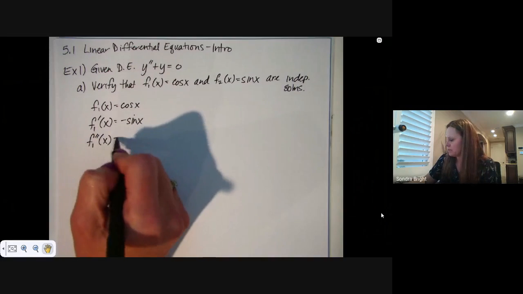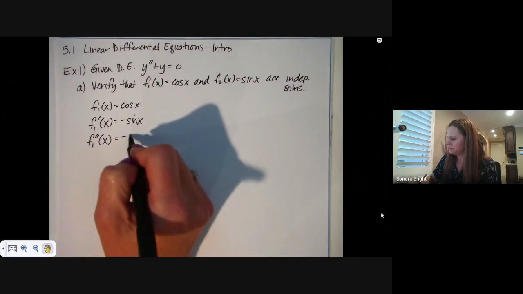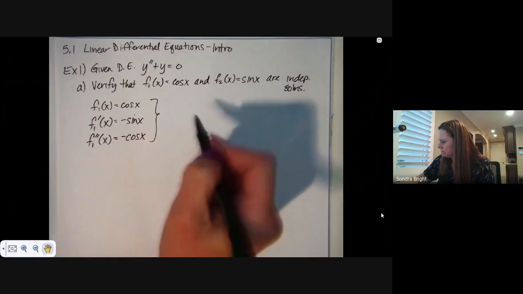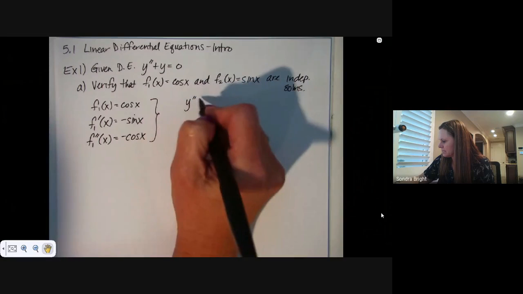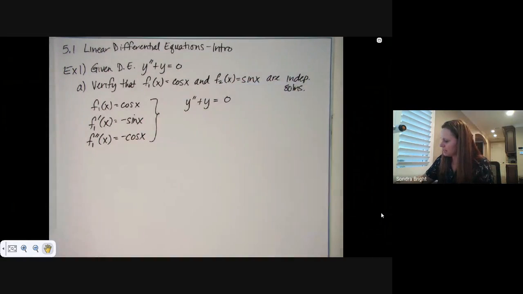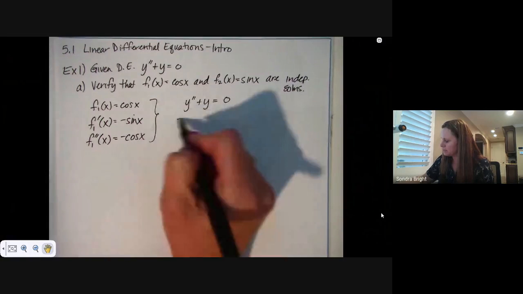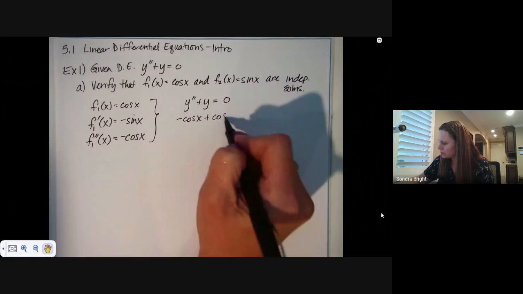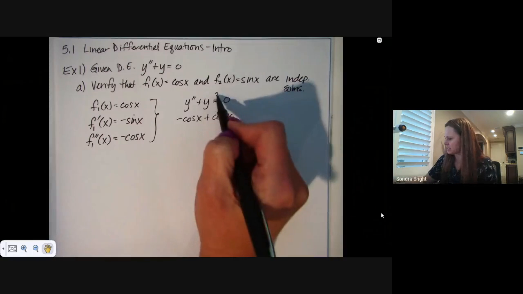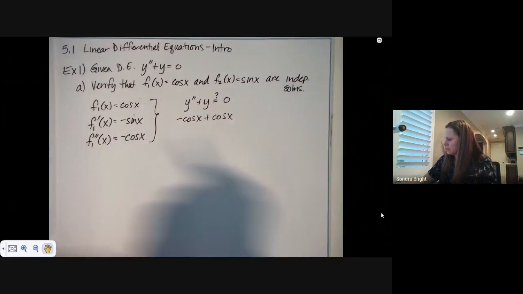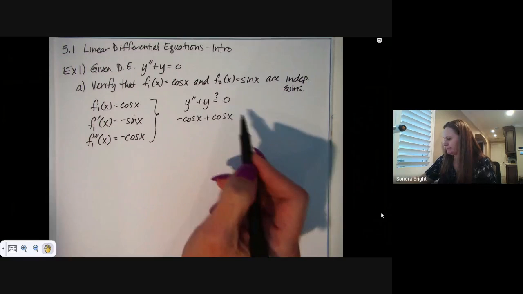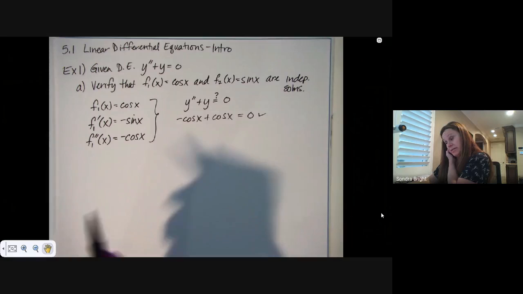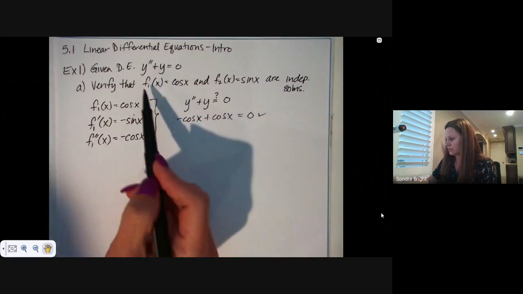Derivative of negative sine would be negative cosine. Now we're going to plug that in to the differential equation and see, is it equal to 0? Well, the second derivative is negative cosine of x, and the first derivative is cosine of x. I should put a question mark here because we're verifying: is y double prime plus y equal to 0? And sure enough, yep, it's equal to 0. So definitely cosine of x is a solution to this differential equation.